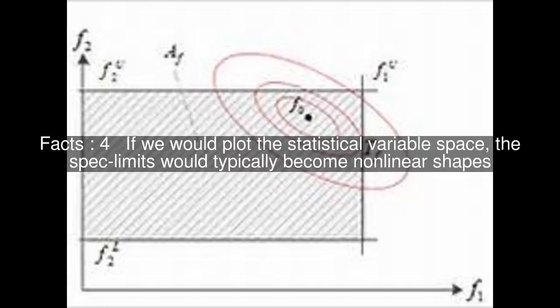If we would plot the statistical variable space, the spec limits would typically become nonlinear shapes. Also in the design phase, engineers already try to maximize the yield by using simulation techniques and statistical models. Often the data follows the well-known bell-shaped normal distribution, and for such distributions there is a simple direct relation between the design margin and the yield.